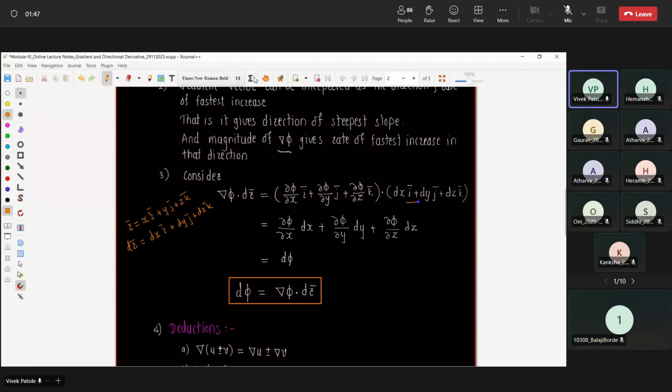So that expression we have replaced here. Del phi dot dr bar is equal to first the gradient of the function phi and then dr bar. We take the dot product of the two. We know that i bar dot i bar is 1 and i bar dot j bar is equal to 0. Because of that, we will be getting ∂φ/∂x dx, and the other two terms will be 0, plus then ∂φ/∂y j bar dot dx i bar. So j bar dot i bar will be 0. So we are remaining with ∂φ/∂y dy.